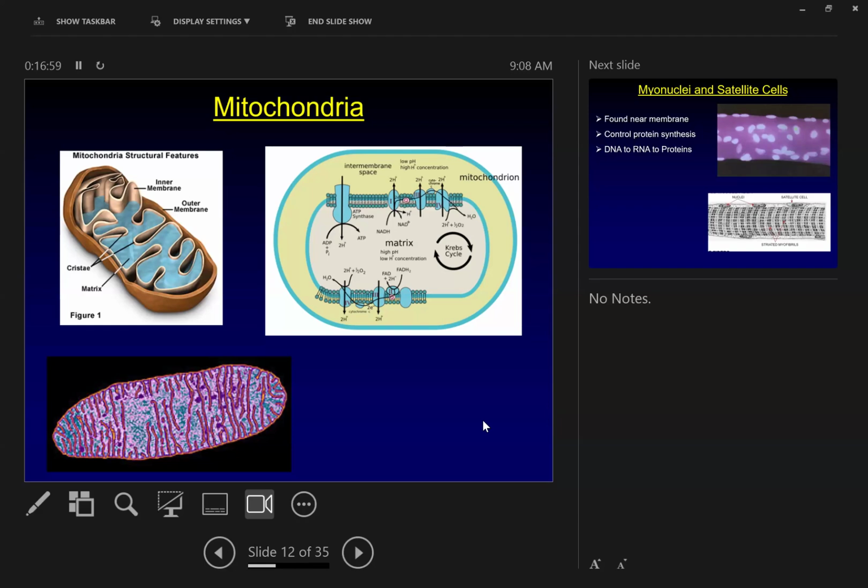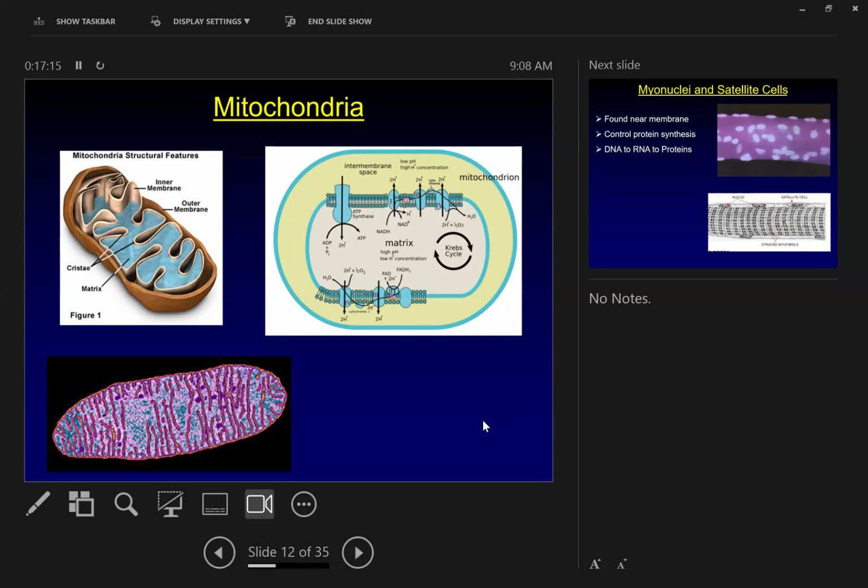Okay. We left off the other day. We were talking about things that go on inside of a muscle cell. We mentioned the idea of mitochondria, right? So we're going to pick up here.